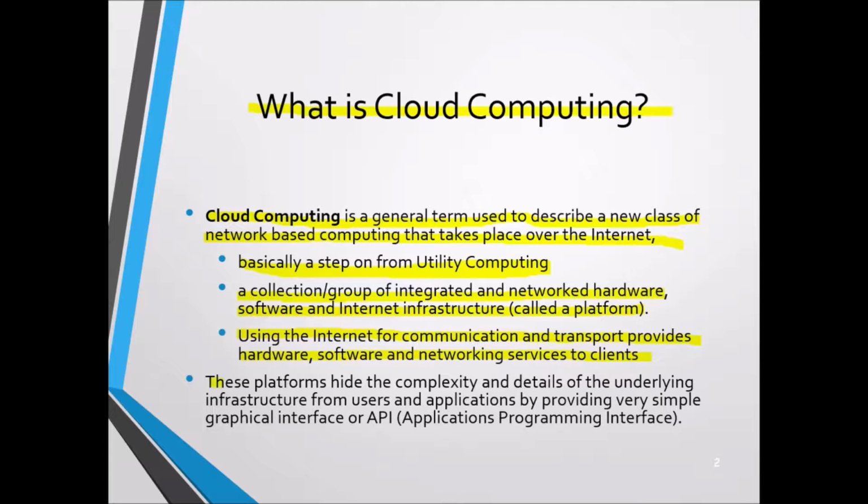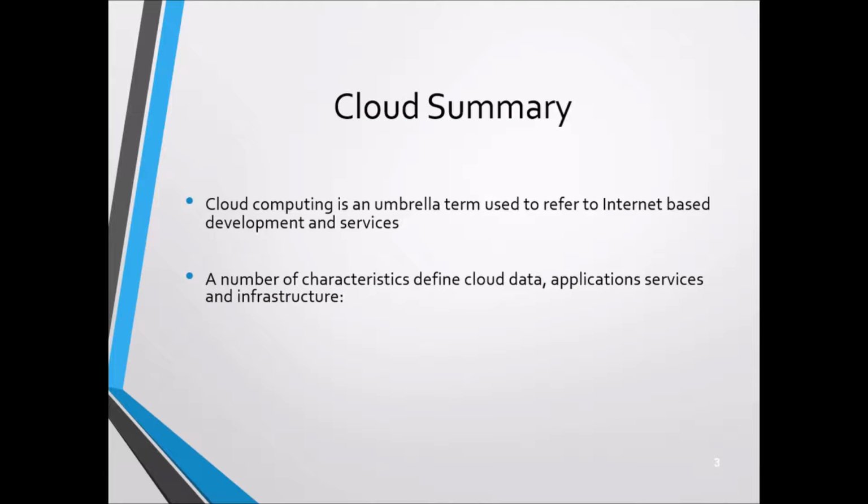These platforms hide the complexity and details of the underlying infrastructure from users and applications by providing very simple graphical interface or API, applications programming interface. In a summarized manner, we can say that cloud computing is an umbrella term used to refer to internet-based development and services. A number of characteristics define cloud data, application services, and infrastructure.